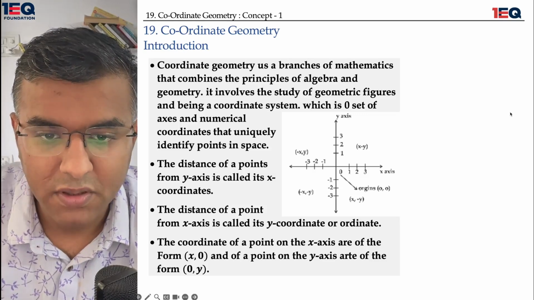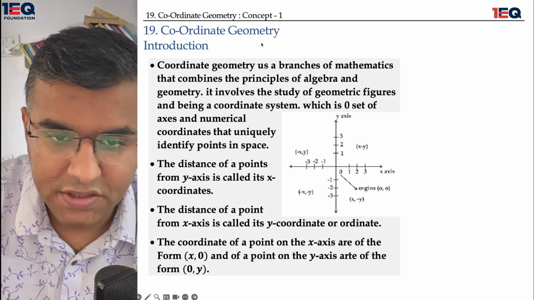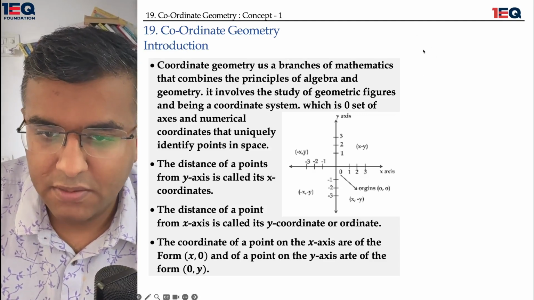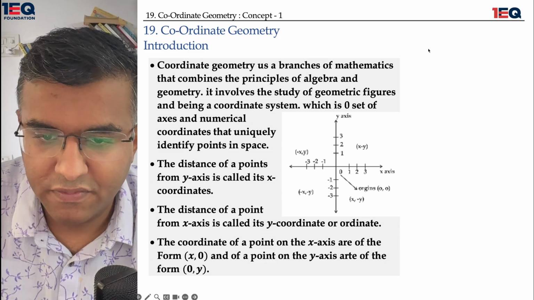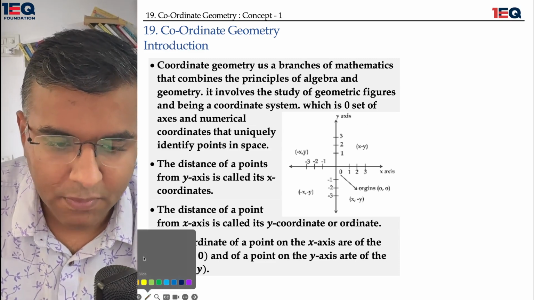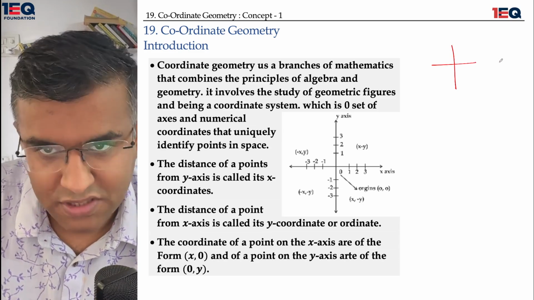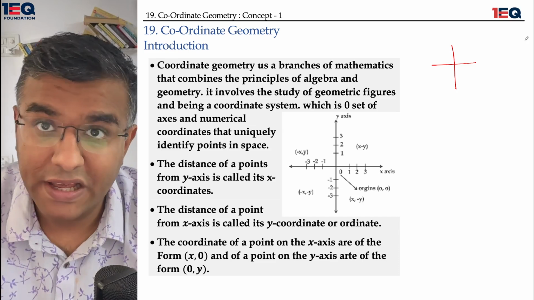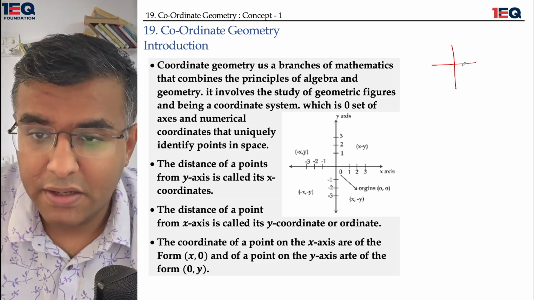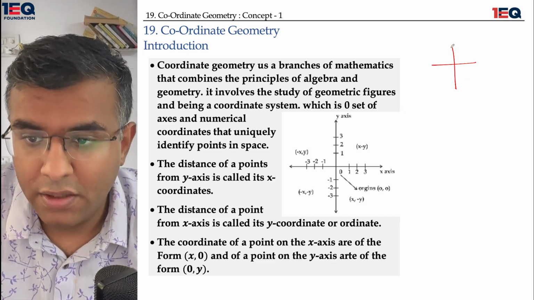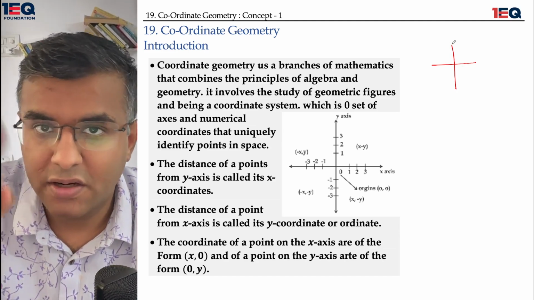Hi, so we'll be starting off with coordinate geometry. Coordinate geometry is nothing but a combination of algebra and geometry. What usually happens is that we have a small plane, a sheet of paper, or any place in the world or any physical space. You can divide it in a plane, meaning that it can be divided in two axes.